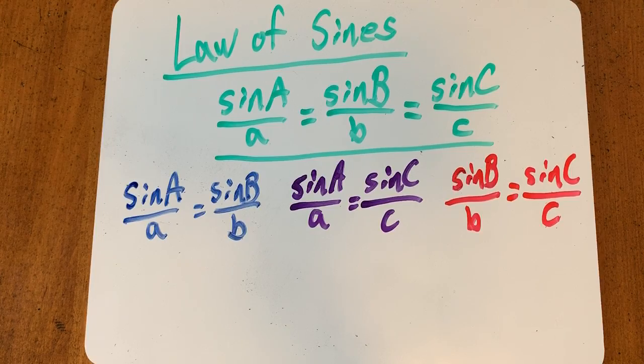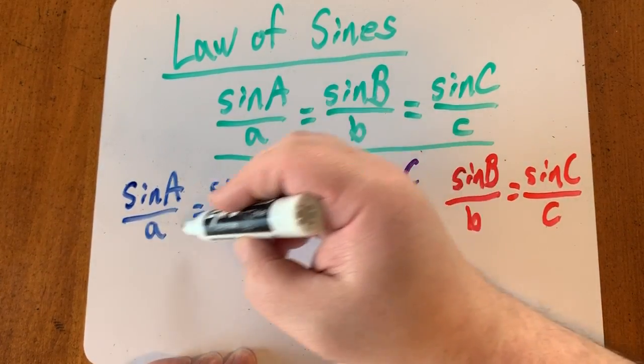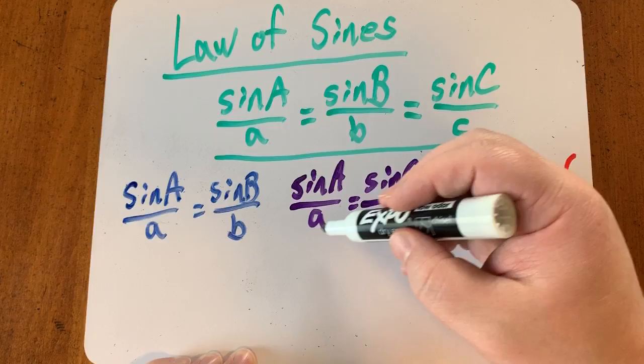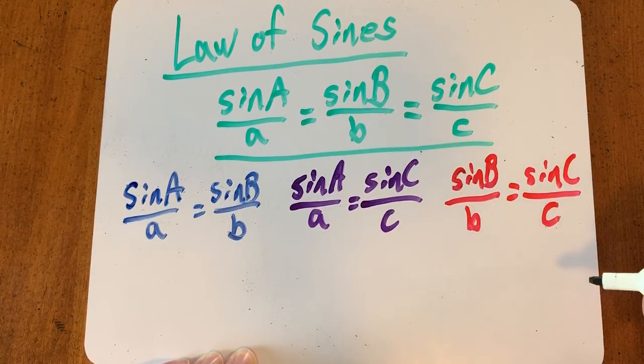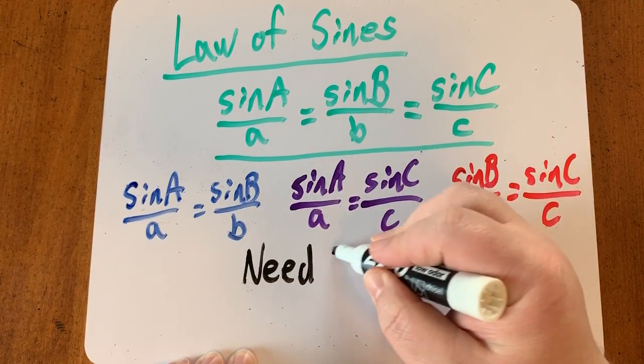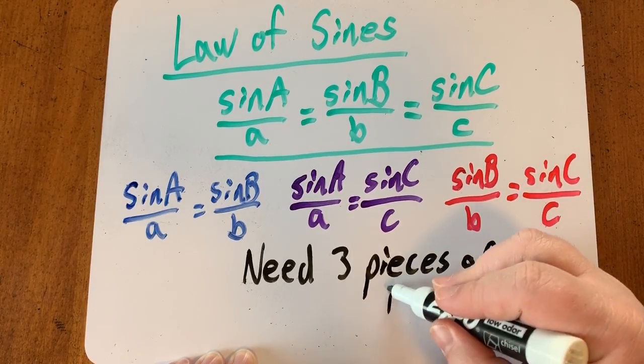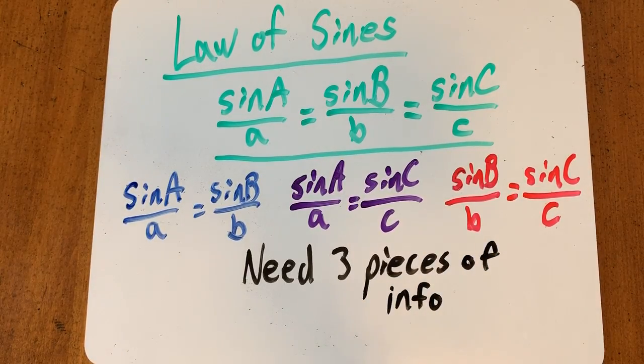Now, if you look in each of these, it doesn't matter which one, there are 4 unknowns, 2 angles and 2 sides. 2 angles, 2 sides. So you need 3 pieces of information to solve this. And in the next couple of videos, we're going to talk about the types of information you can have to use the law of sines.